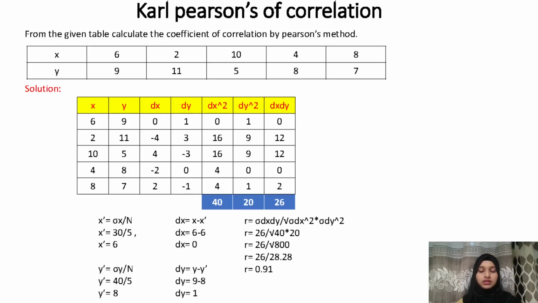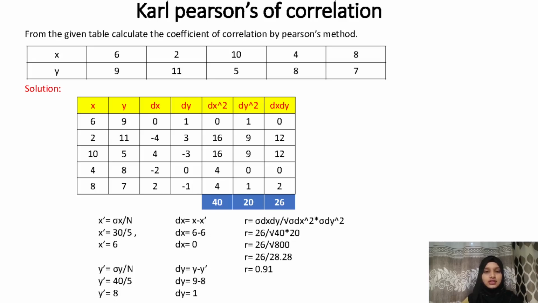After this, the mean formula: x bar is equal to sigma x divided by n, where n is the number of elements and sigma x is the sum of the x series. Similarly, y bar is equal to sigma y divided by n, where n is the number of elements and sigma y is the sum of the y series. We can follow these four steps. We can find dx, dy, dx square, dy square, and dx into dy.